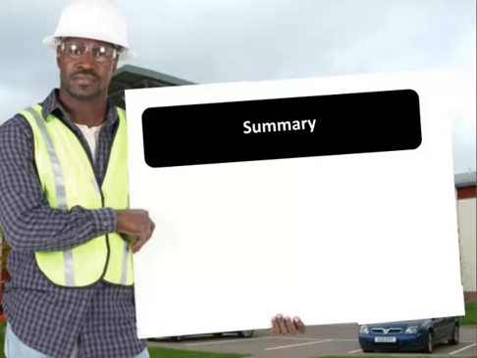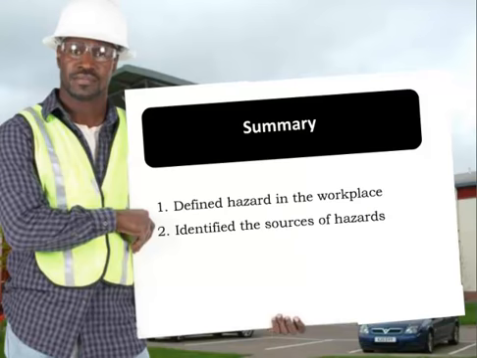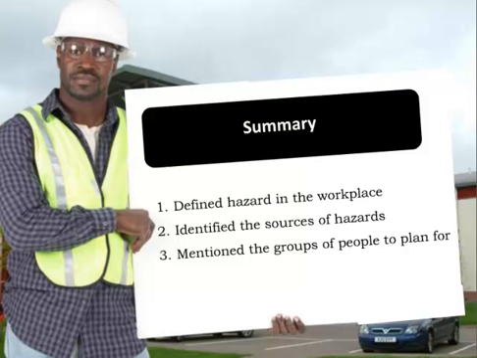To summarize, in this session we covered the following issues. First, we defined hazard in the workplace and gave a few examples. Second, we identified the sources of hazards in the workplace. Third, we looked at the different groups of people that should be considered when planning for health, safety, and environment. Finally, we discussed the steps for assessing risk at the workplace.